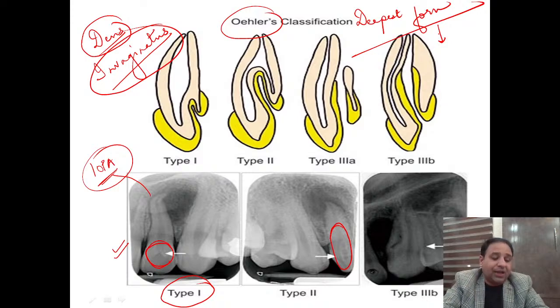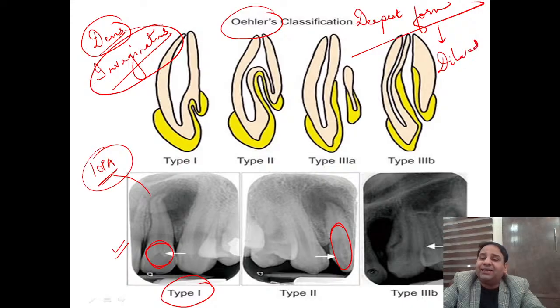So I have got the answer from Dipesh. Yes. Please remember, students. Very good, Dipesh. The deepest form of dens invaginatus is called as dilated odontome. Exactly correct, Varsha. The deepest form of dens invaginatus is called as dilated odontome.